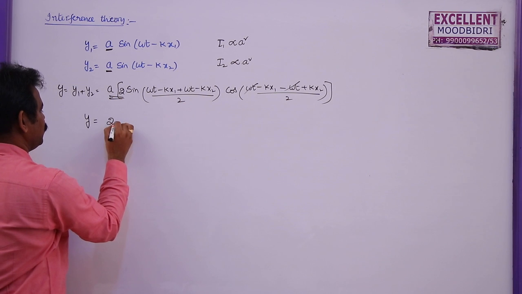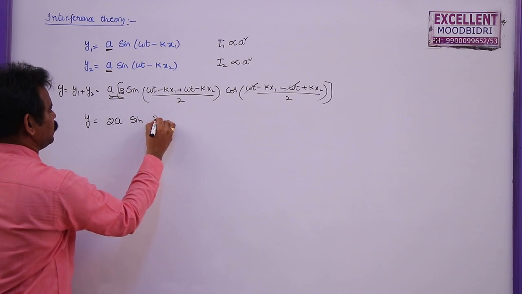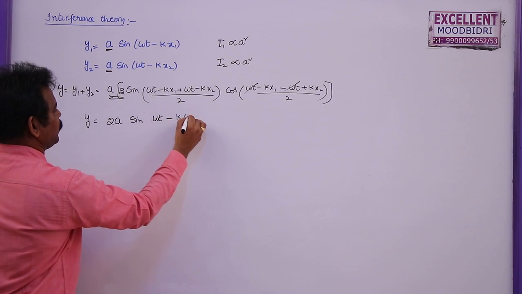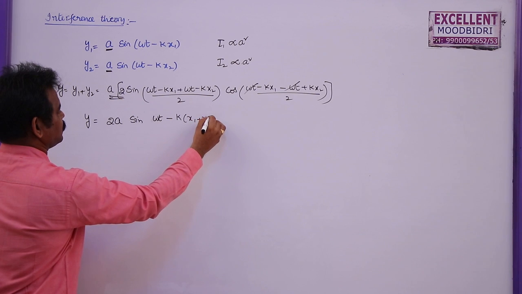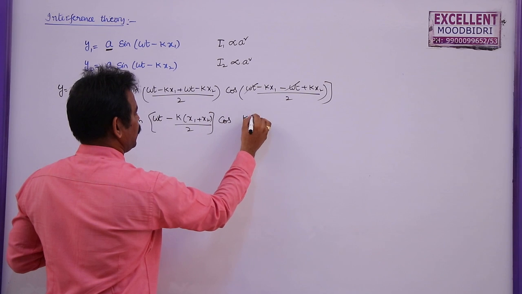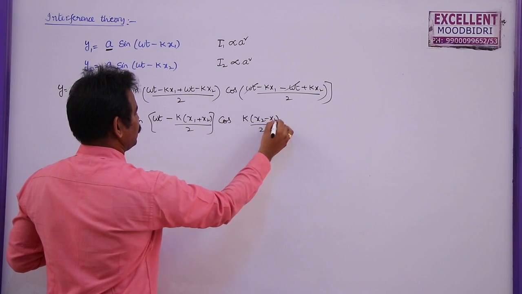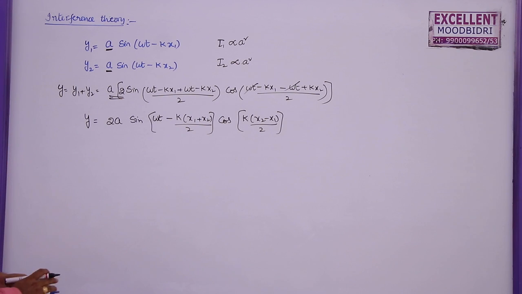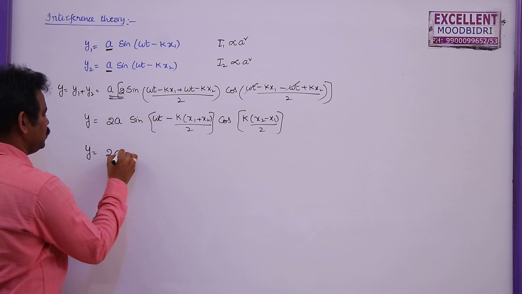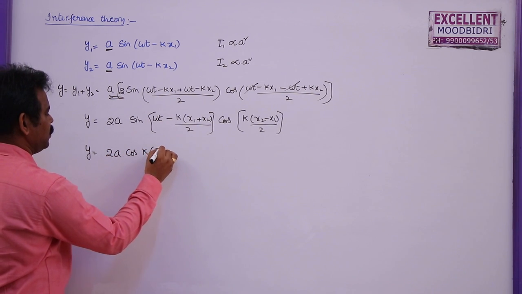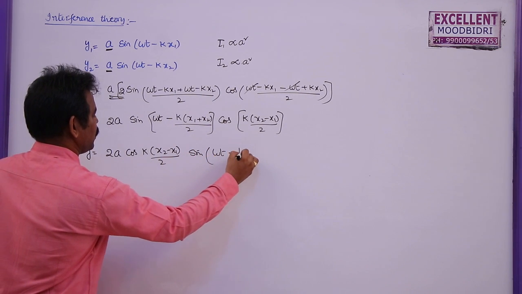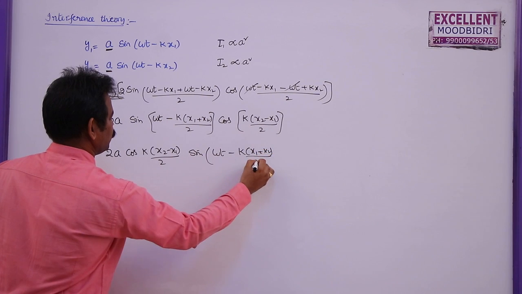So this will become 2a sin of (2 omega t)/2, which can be written as omega t minus k(x1 plus x2)/2, times cos of k(x2 minus x1)/2. So from this you can see y can be written as 2a cos(k(x2 minus x1)/2) sin(omega t minus k(x1 plus x2)/2).